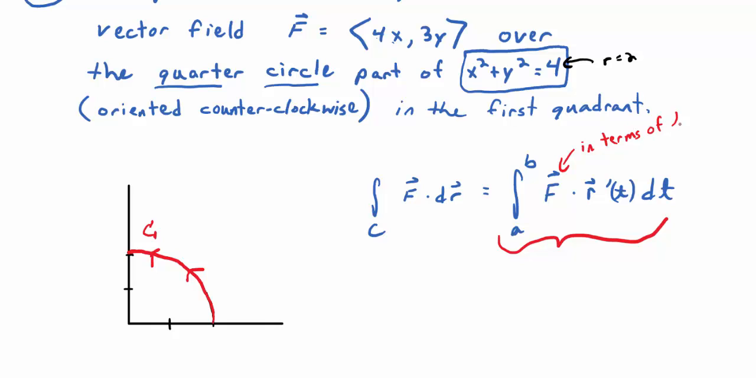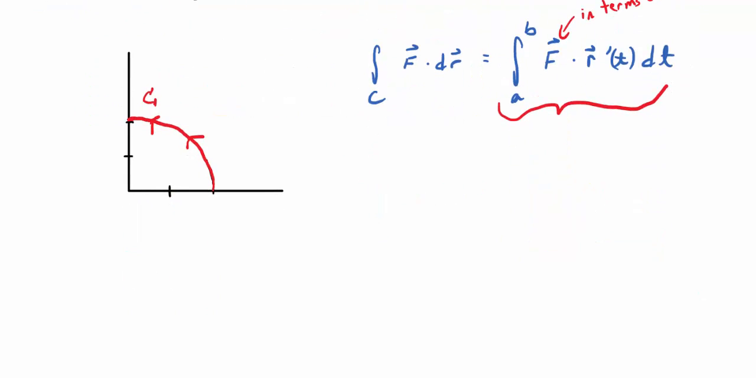But you can't do anything until you get this curve C, until you write that as a parameterization. Okay? Now, let's talk about that. So let's parameterize x squared plus y squared equals 4 in the first quadrant. Now, there's a trick for doing this. You may or may not remember it.